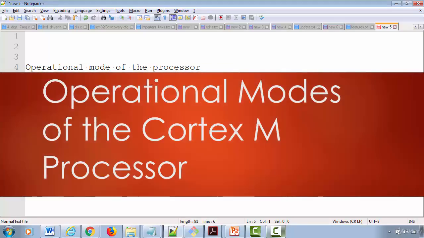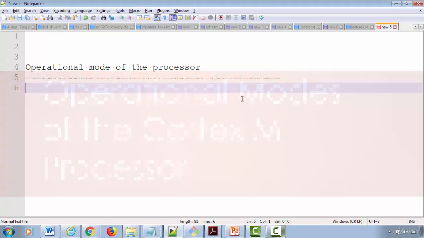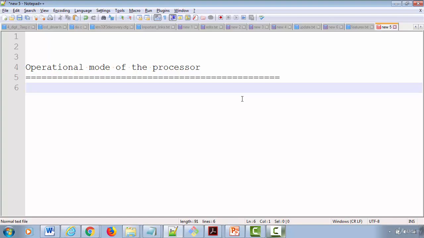So in this lecture, let's explore the operational modes of the processor, and this discussion applies to M0, M3 as well as M4. Okay, so if you have any other processor from ARM Cortex such as M7 or any other series, then this discussion should apply to those processors also, but I'm restricting my discussion majorly to M3 as well as M4 processor. So if you have any other processor, then please check the documentation after this lecture.